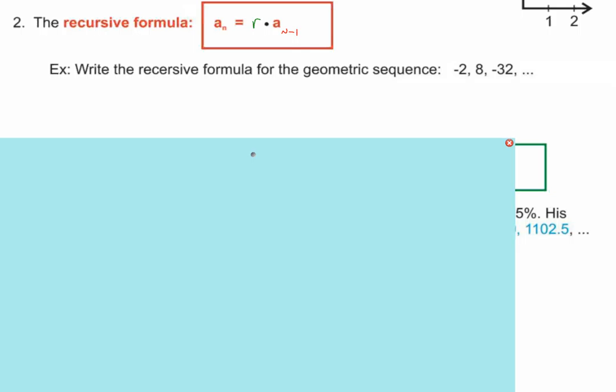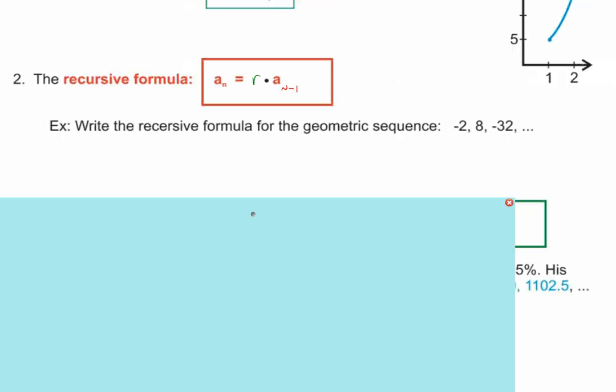So write the recursive formula for the geometric sequence. That shouldn't be hard for you guys. Basically, all you need is R. All right, go ahead and find R, and then write the formula. You're going to have an A, so all you need is to stick in R. That's all you need.